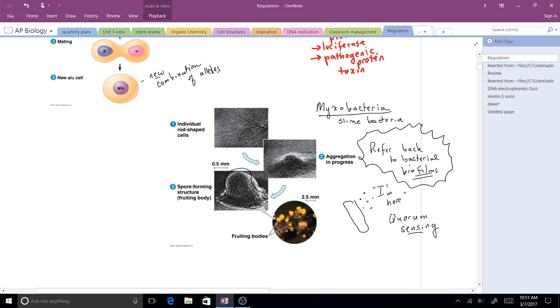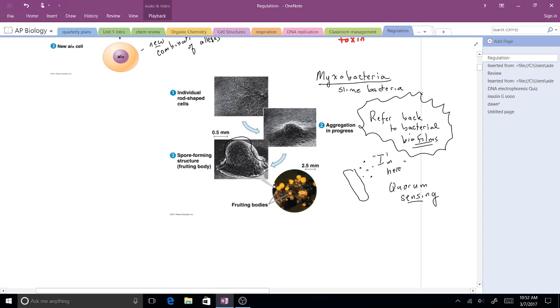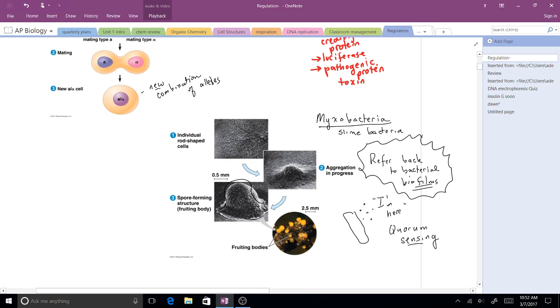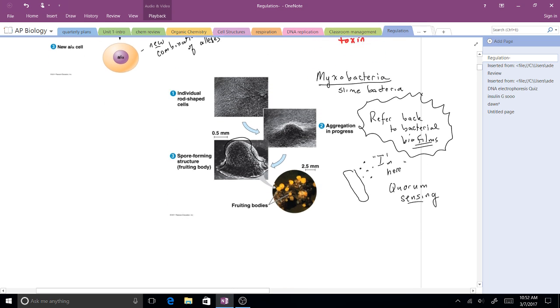myxobacteria. These slime bacteria and slime molds will do something similar, where if there's only one individual, they're just going to go hunt and eat by themselves. But if you start sending out signals, they're going to come together and aggregate to create these interesting spore-forming structures, the fruiting bodies, and then they release the spores. So it's a way to spread the spores farther distances, and also a form of reproduction. This is similar to the yeast and the bacteria. They're releasing signals, and those signals are being received.